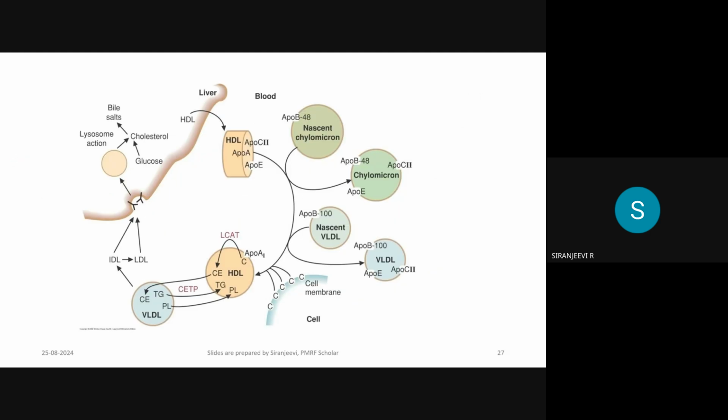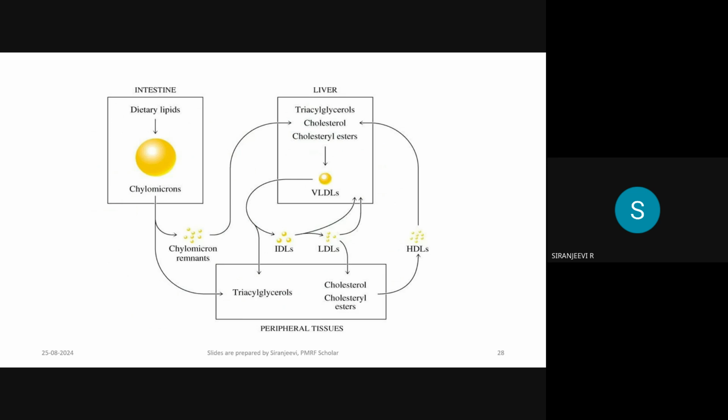And this is the overall activity we see. From the HDL, it forms ApoC2, ApoA, and then ApoE. From the nascent chylomicron, and then the chylomicron, and then the VLDL, it can take up more triacylglycerol. And by the action of LCAT activity, it can convert the cholesterol to cholesterol esters, and then it can take up triacylglycerol from the VLDL or the LDL, whatever it is, and then it transfers the CE here. And finally, it becomes HDL2. Then it will go back to the liver again.